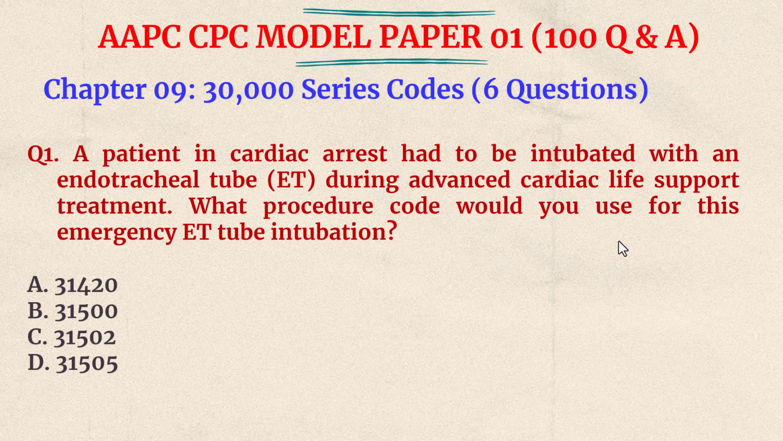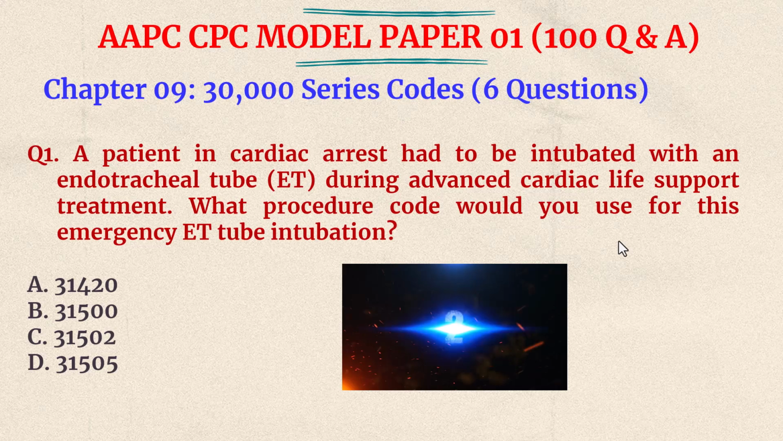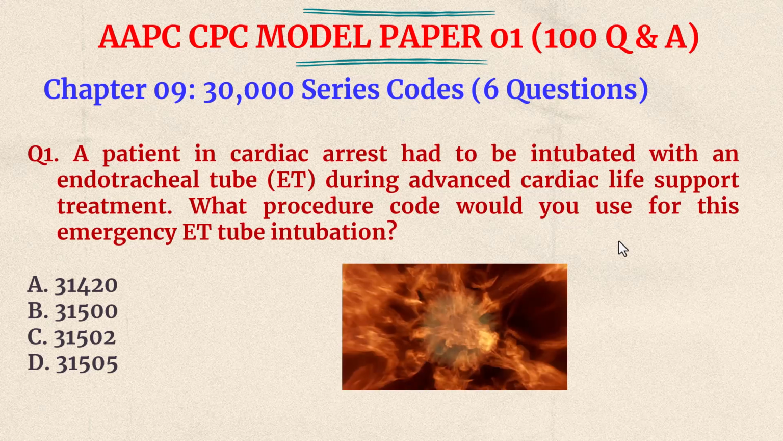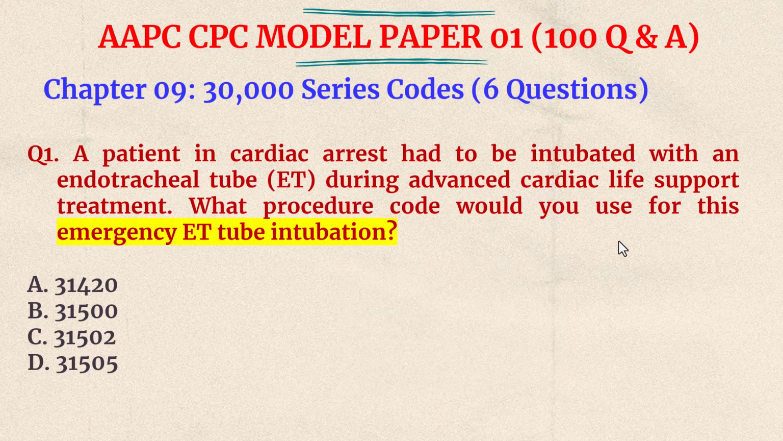A patient in cardiac arrest had to be intubated with an endotracheal tube during advanced cardiac life support treatment. What procedure code would you use for this emergency ET tube intubation? So there are 31,000 series codes available. So please pause the video, take your CPT code book and find the answer. 3, 2, 1.